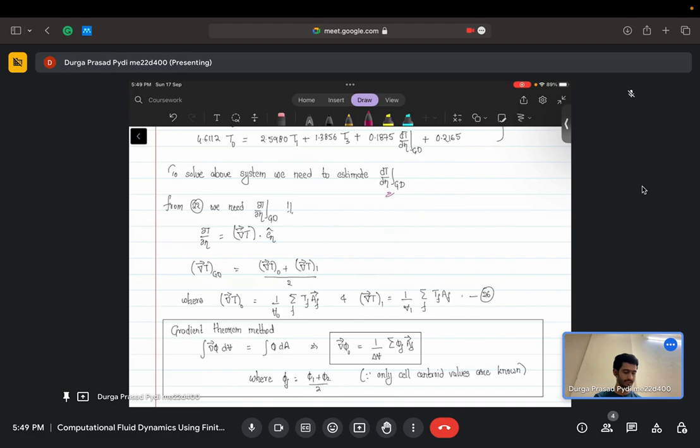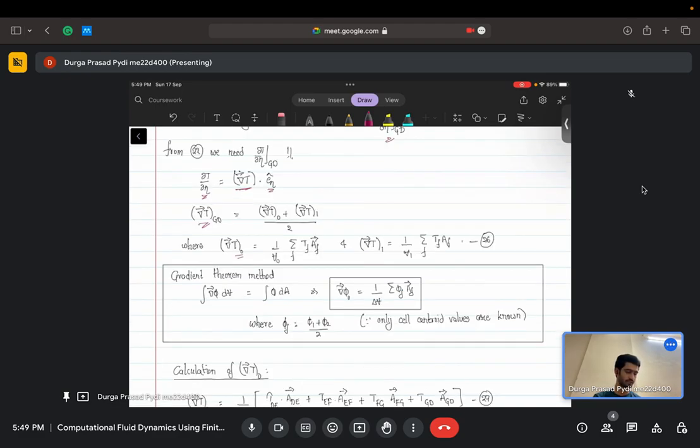So del T del eta is essentially gradient of T times your eta cat, but to get gradient of T we need to find it along the face GD, but our temperature values are stored at the cell centroids. So we are using a first order approximation where you just take the gradient as the mean value of gradients at the cell centroids. So we are just assuming it to be gradient of T of cell 0 plus gradient T of cell 1 by half.